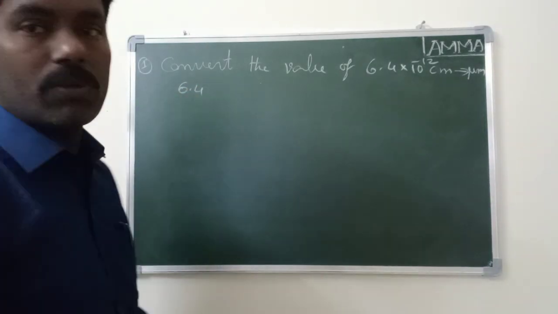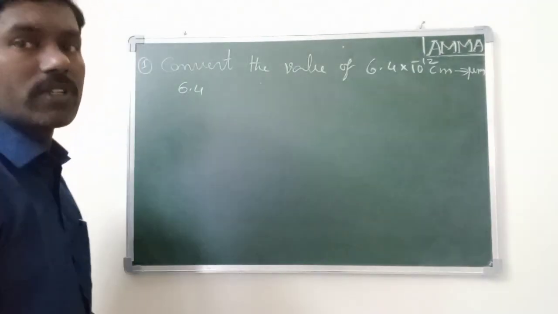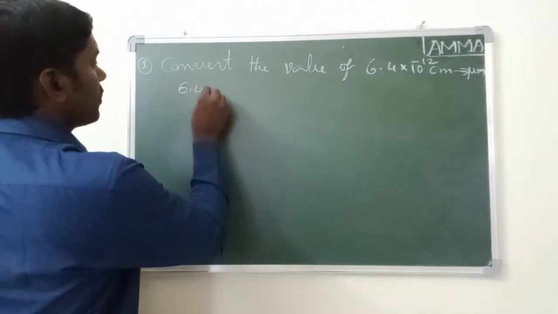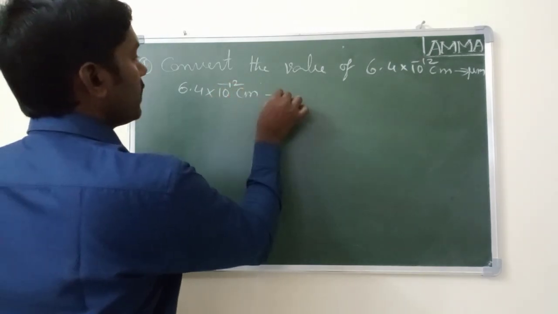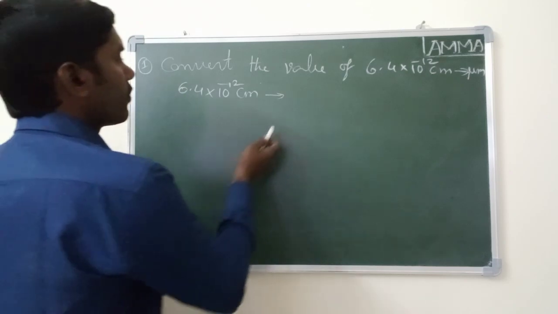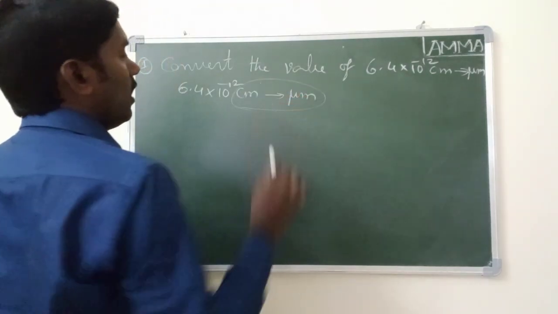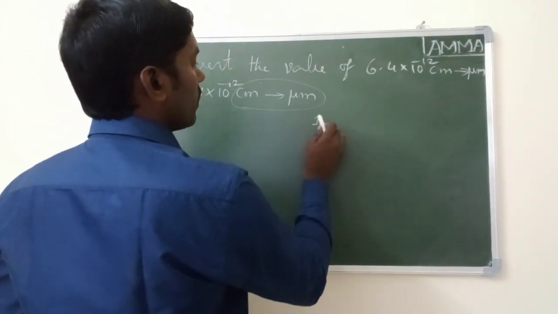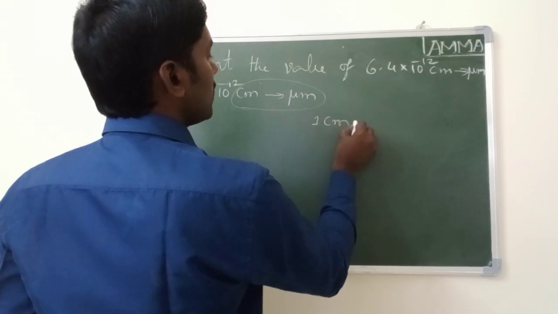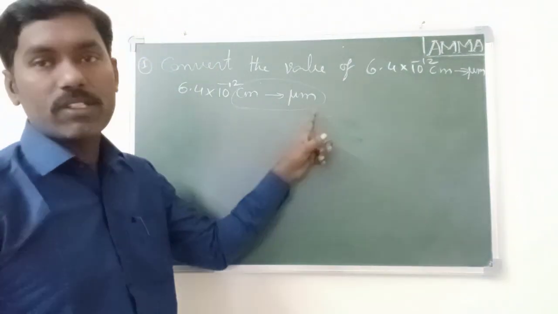How do we solve this problem when you face this kind of conversion problem in physics? Write once again the question: 6.4 into 10 power minus 12 centimeters is given, which is to be converted from centimeters to micrometers. This is the question. In this case, how do we convert this value? First of all, let us write this aside. 1 centimeter is equal to... First of all, we have to convert.